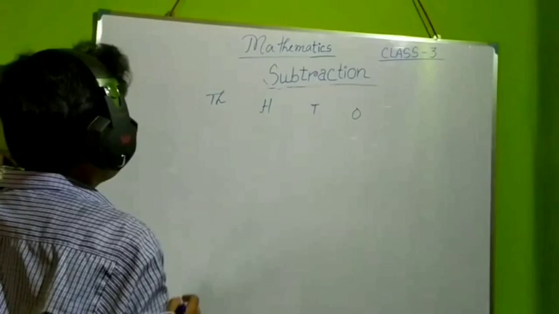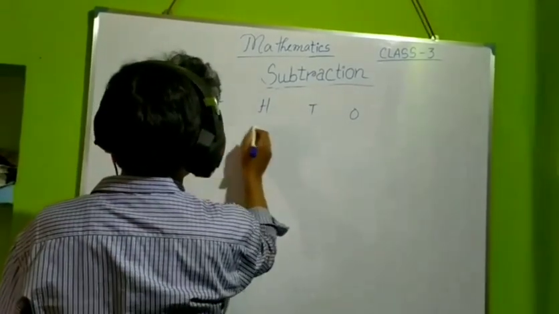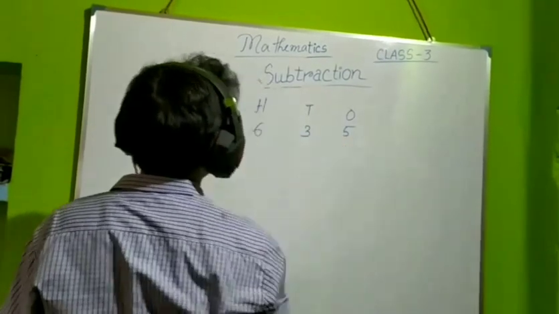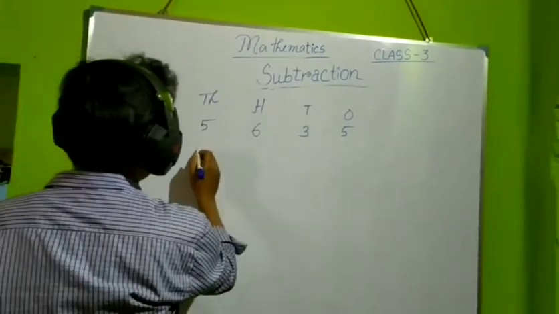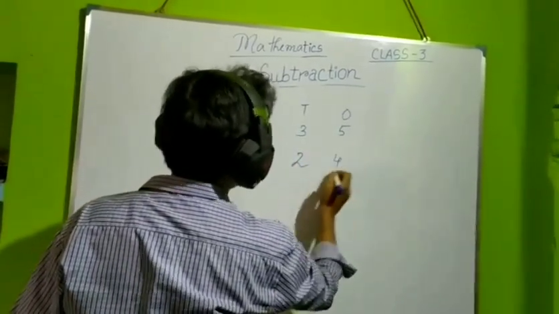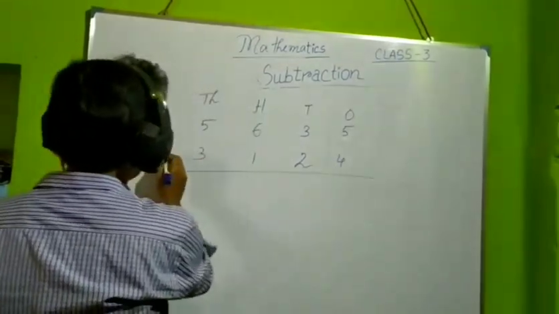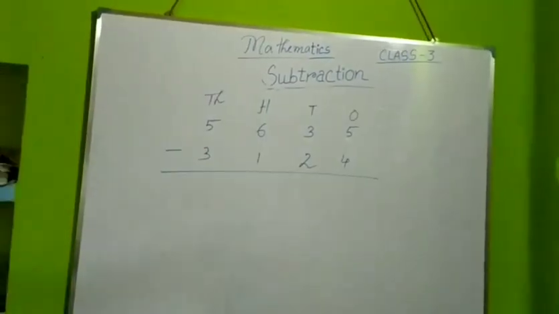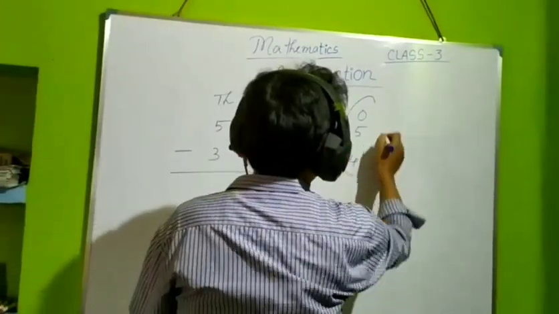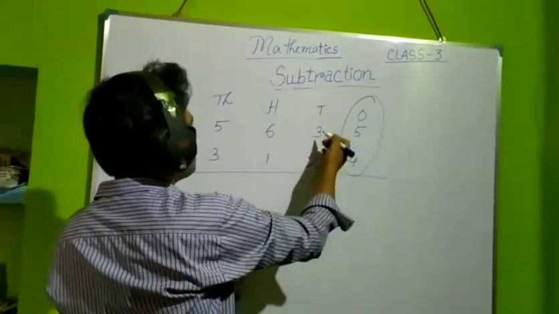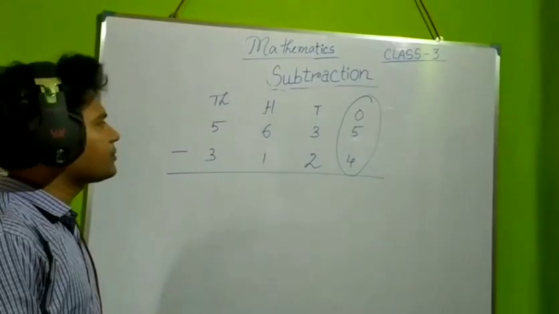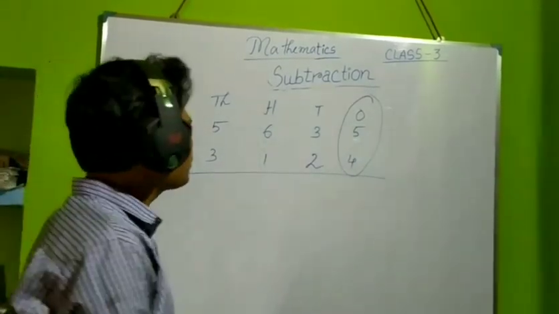Now you write down any number such that 5635. Then you write down another number, 3124. Now you give the minus sign here also. Now as I said, at first we start the subtraction from ones place, then tens place, then hundred place, then thousands place. So in this equation, whether the number is 5 digit or 6 digit, this sequence we maintain.